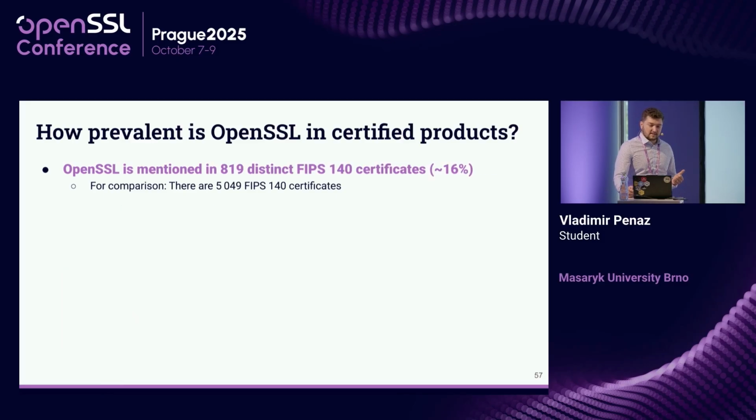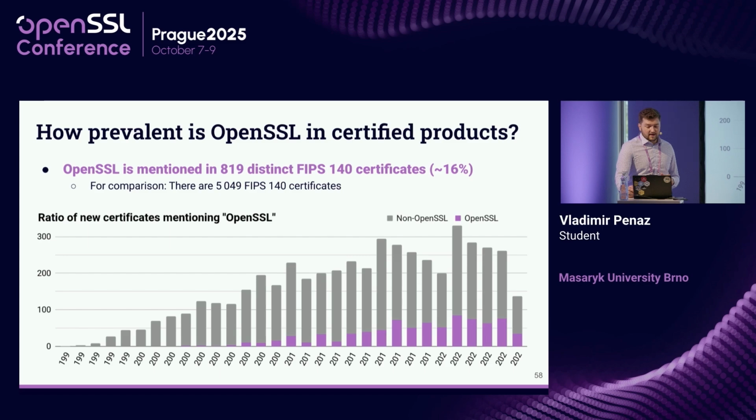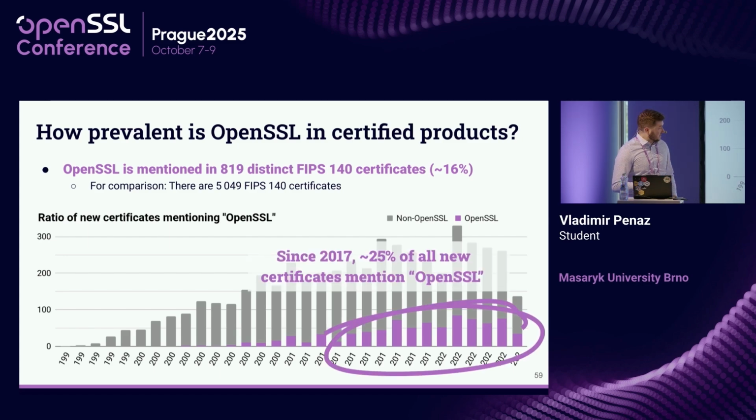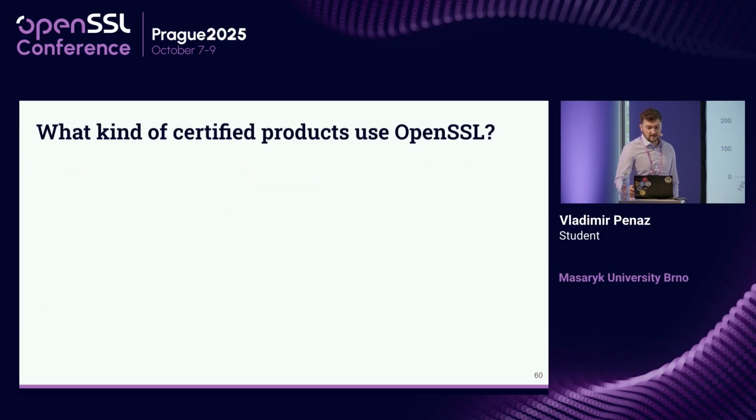We found out that there are 819 distinct certificates mentioning OpenSSL, which is around 16% of the market, quite a similar amount as in the case of Common Criteria. And again, as with Common Criteria, we can see that during the last 7 to 10 years, almost a quarter of all new certificates have been mentioning OpenSSL. So again, there's a growing popularity of OpenSSL through the last few years.